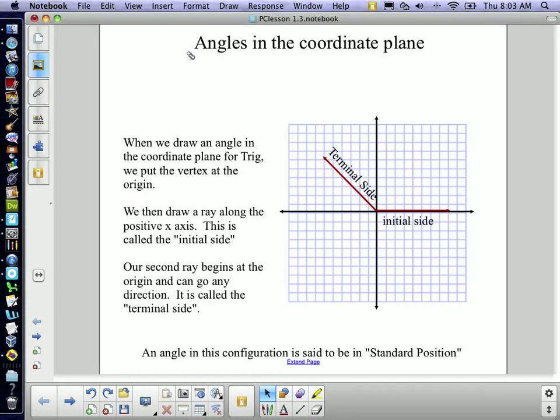So when we draw an angle in the coordinate plane, the vertex is at the origin. The initial side is on the positive x-axis. The terminal side could be anywhere else. We measure the angle rotating counterclockwise from the initial to the terminal side, counting up, as long as we're rotating counterclockwise. This is called an angle in standard position. So maybe this right here would be about 120 degrees. Let's just kind of guess. That will be what a 120 degree angle looks like in standard position.